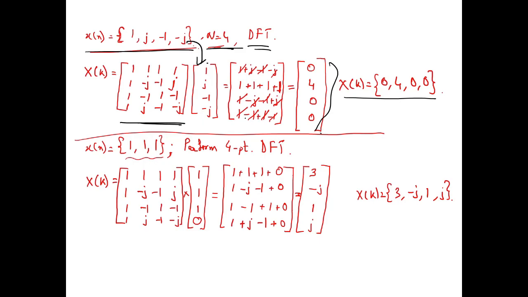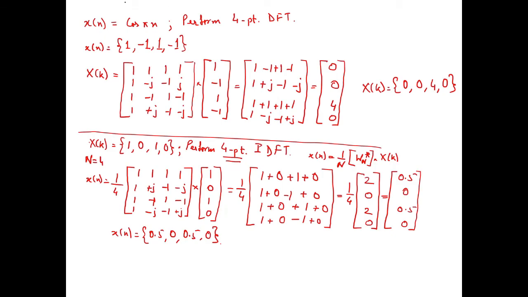Similarly, if you have x[n] equal to 1, 1, 1 and you are asked to perform the 4 point DFT, what do you have to do? You have to pad the signal with 0. We have padded the signal with the 0. Then perform the matrix operation. We get this value, and X[k] equals 3, minus j, 1, j.